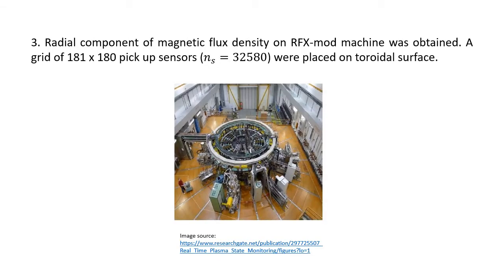For the final case, the radial component of magnetic flux density of an RFX-mod machine was obtained using a 181 by 180 grid of sensors placed on its toroidal surface. A two-dimensional graph was obtained to show the variation of radial magnetic flux density with the change of toroidal and poloidal angles of the device. As you can see, the RFX-mod machine is known as one of the oldest devices built to confine plasmas using magnetic fields.